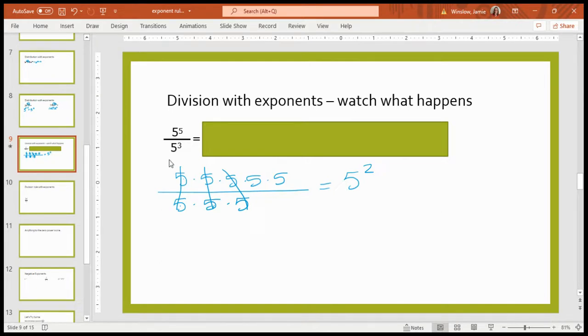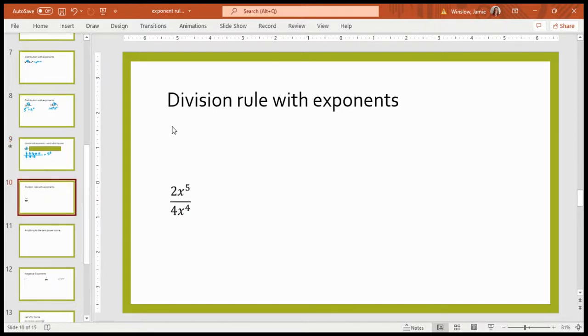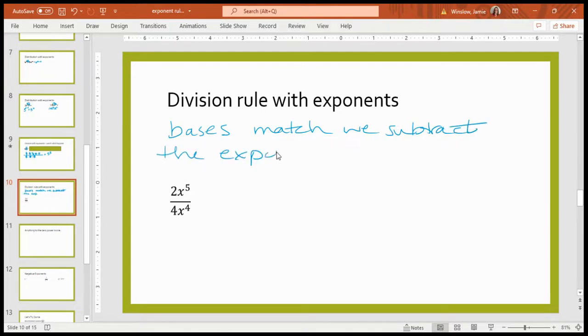So what is happening? We had 5 on the top, 3 on the bottom, and we actually ended up with 2. We're actually subtracting. So when the bases match for division, we subtract the exponents. So for multiplication, we add, and for division, we subtract.